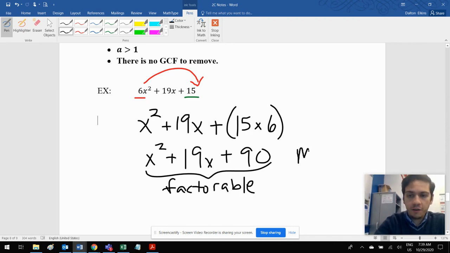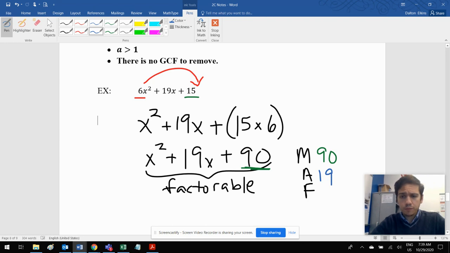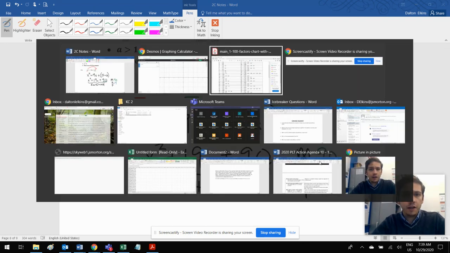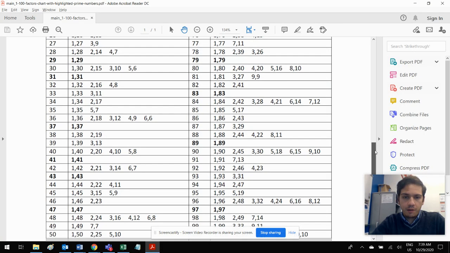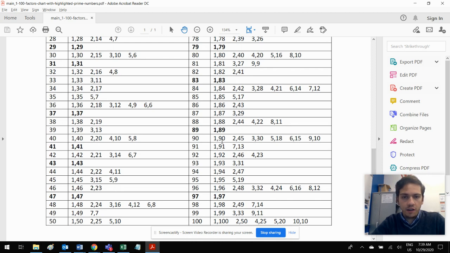And this is going to be factored using math, right? We want to multiply to our C value, which is now 90. It changed. It was 15, but don't worry, we'll adjust. And we want to add to 19. So I'm going to go ahead and look at the factors of 90. Bottom of my list here. So I got 1 and 90. That adds to 91. 2 and 45.